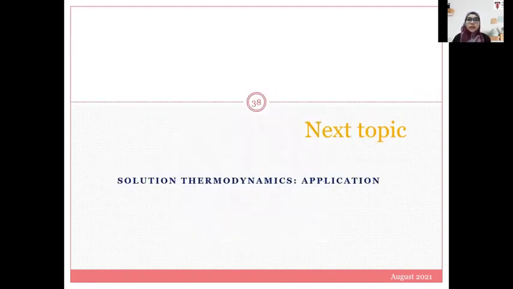By the end of that explanation, I am ending my presentation. In the next topic, we will focus more on the application related to the Gibbs excess property over RT. We can relate it to actual data. How can we determine the properties using experimental data?